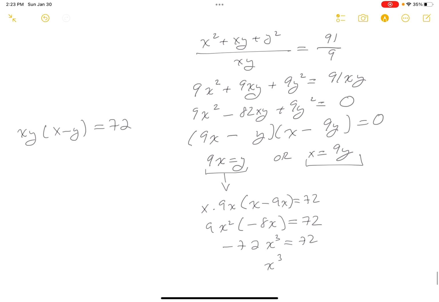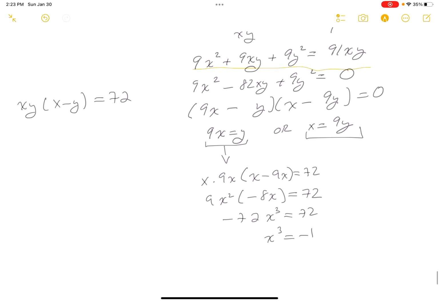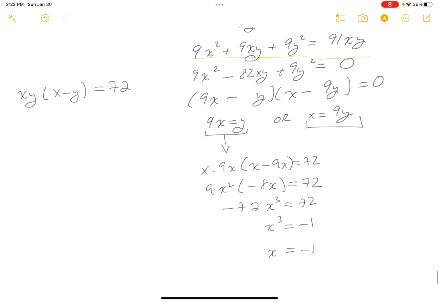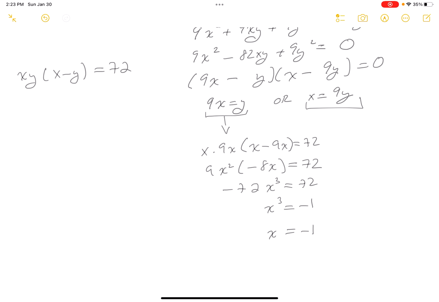x cubed equals minus 1. So what do I get over here? I get x is minus 1. So I have my first ordered pair. And what's that going to be? Minus 1 for x. I think I did okay there. And what would the y be? It would be minus 9.